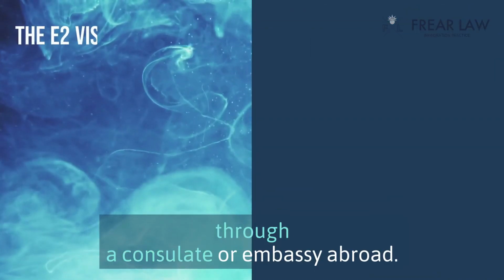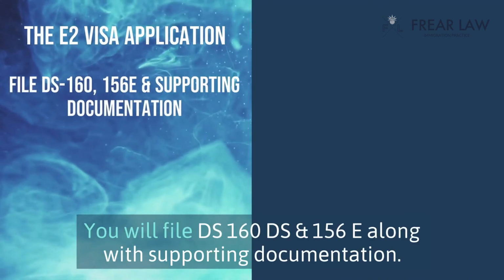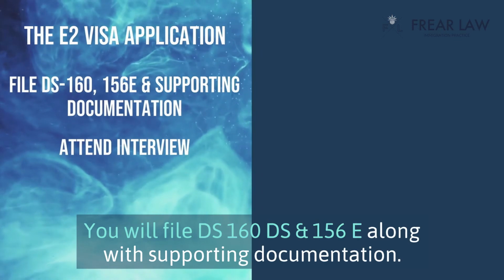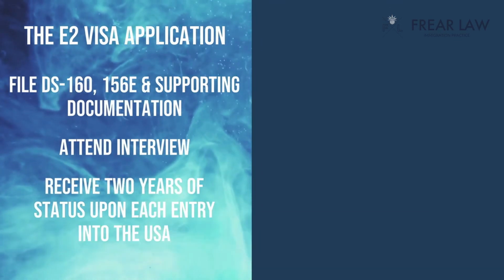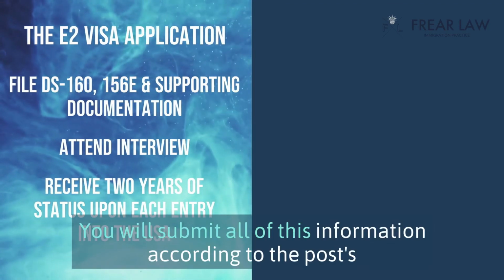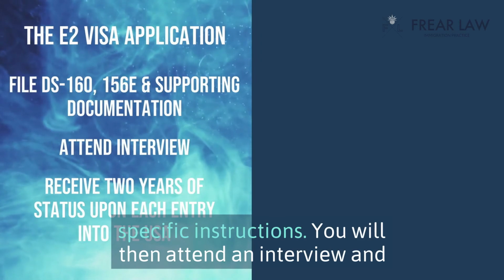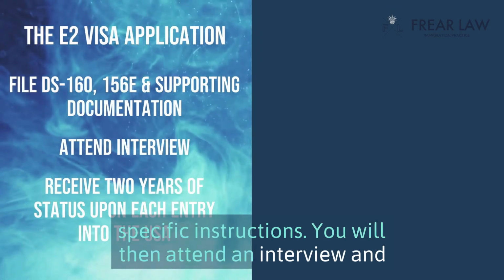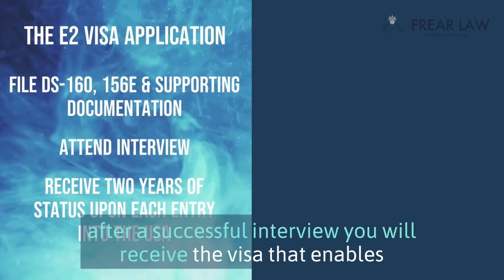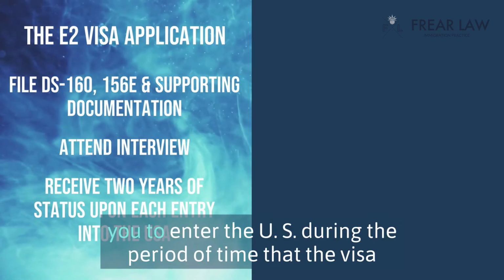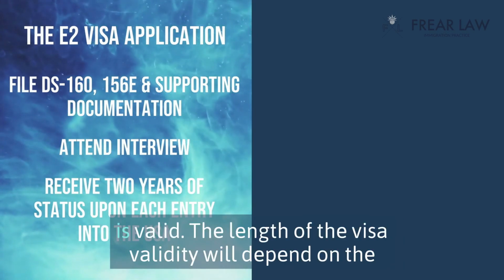To apply for the E-2 visa through a consulate or embassy abroad, you will file DS-160, DS-156E, along with supporting documentation. You will submit all of this information according to the post's specific instructions. You will then attend an interview, and after a successful interview, you will receive the visa that enables you to enter the US during the period of time that the visa is valid.